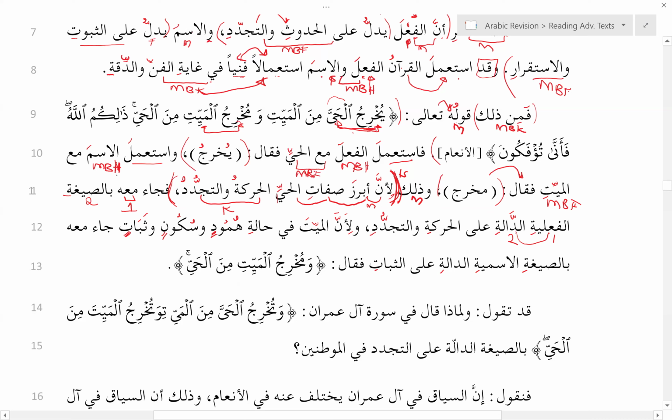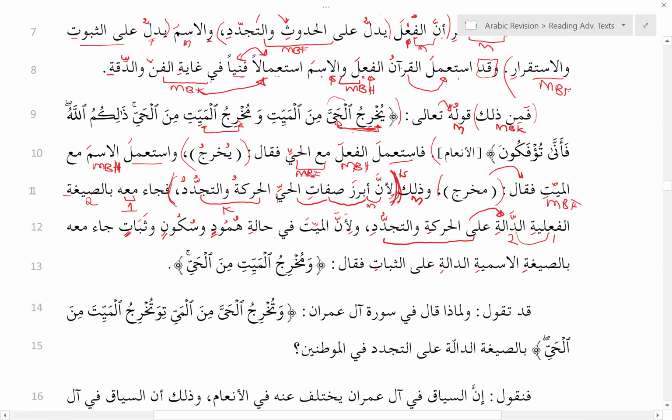So الصيغة is the موصوف, الفعلية is صفة number one, الدالة is صفة number two. And of course الدالة comes with حرف جر على, is married to حرف جر على. Therefore this على الحركة والتجدد is متعلق to الدالة. You can see that this sentence here is just a sentence of جار مجرورs. جاء معه جار مجرور number one, بالصيغة الفعلية جار مجرور number two, الدالة على الحركة والتجدد is kind of like another جار مجرور inside a جار مجرور.